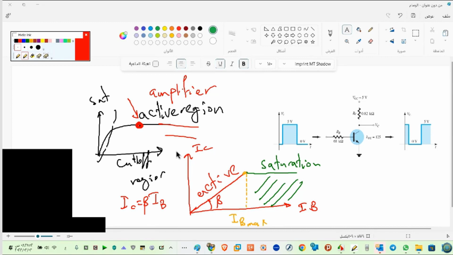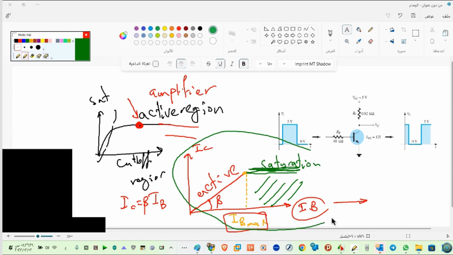So if I want my transistor to work in the active region, or as an amplifier, I must work in the active region. If I want my transistor to work in saturation, IB should be more than IB max. So IB increases, as you see, but IC is constant, no change. For that reason, we said it is saturation. This is very important. Keep it in your mind.